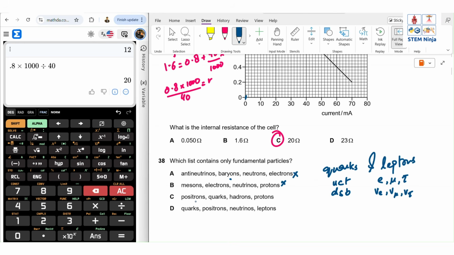Positrons, quarks. Hadrons, protons, no. Hadrons and protons basically are built of quarks. Quarks, positrons. Positrons are anti-electrons, basically, so those are also considered. Neutrinos, leptons. This row is the only one correct.